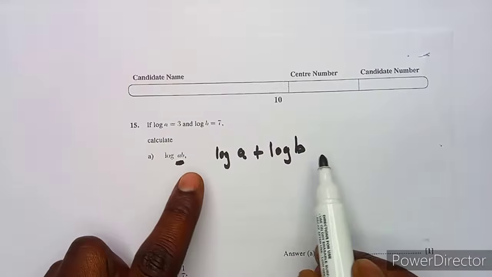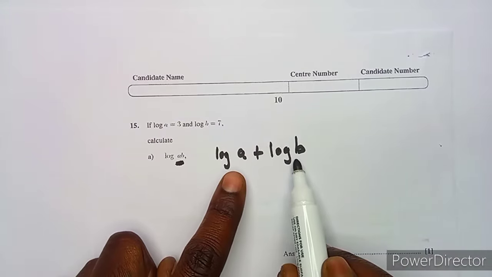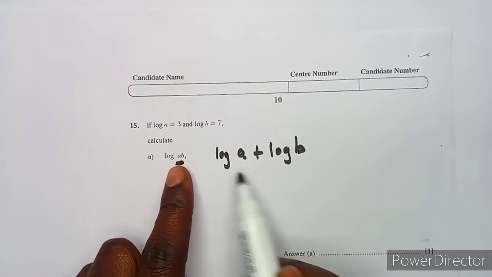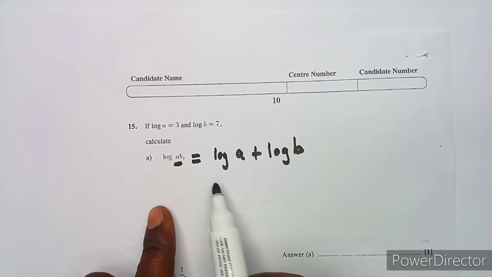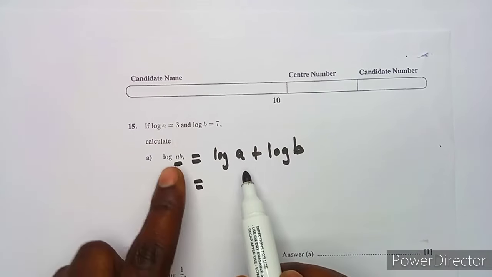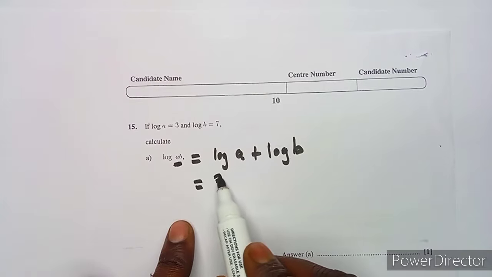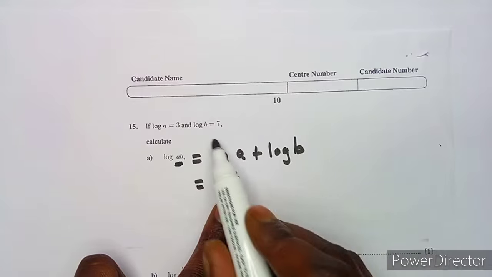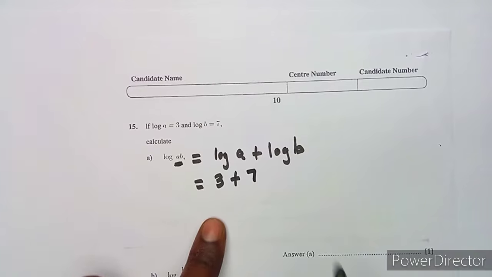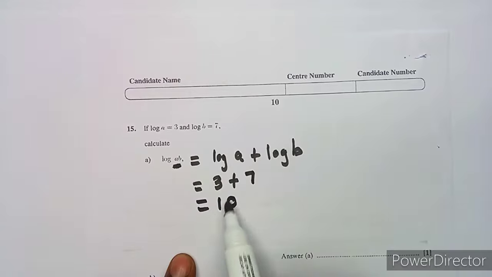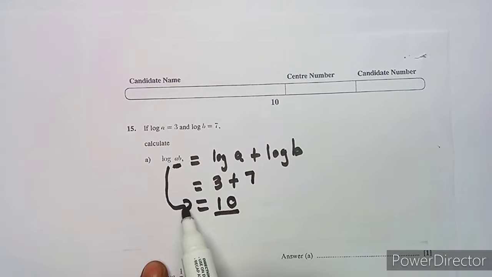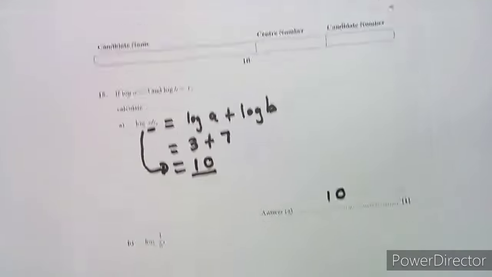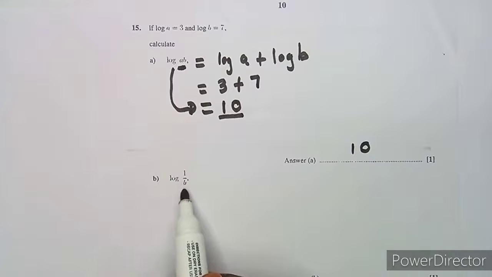When we are adding logarithms of the same base, in this case we are in base 10 because the base is not written, that is how you can separate this. So we have got the value of log a here. Log a is equal to 3, so we substitute 3 in place of log a, plus 7 in place of log b. If we add this, we obtain 10. So this is the value of log ab, which is equal to 10. Just 10.